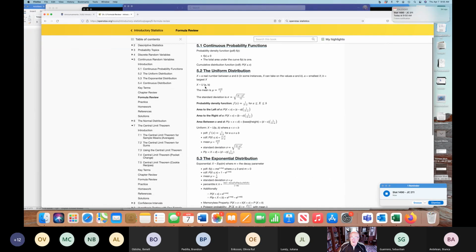If X has uniform distribution from A to B, the mean is the midpoint between A and B, A plus B divided by 2. The standard deviation is B minus A divided by the square root of 12. Do I remember that? No, if I did like 10 problems in a row, I'd probably remember it, but I remembered where to look.